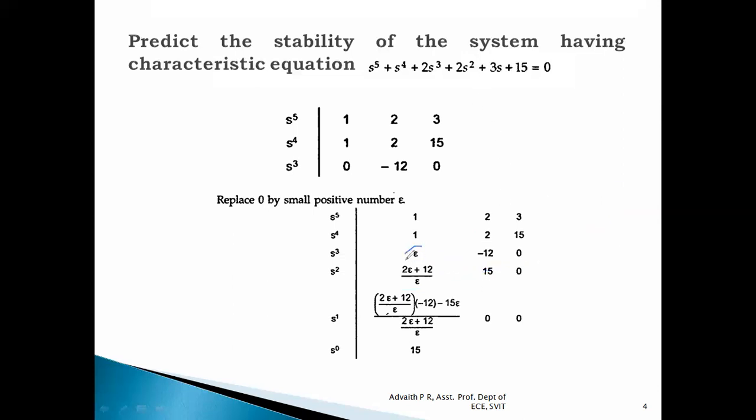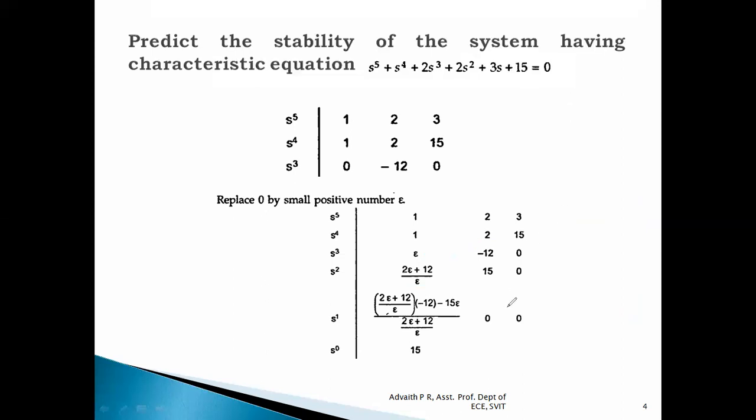Similarly, epsilon multiplied by 15 is 15 epsilon, minus 1 multiplied by 0 is 0, divided by epsilon. So 15 epsilon minus 0 is 15 epsilon divided by epsilon. Epsilon and epsilon will get cancelled and we are left with 15. Next, we don't have any other elements over here, so that will be treated as 0. Anything multiplied by 0 is 0. So we get this value as 0 over here.